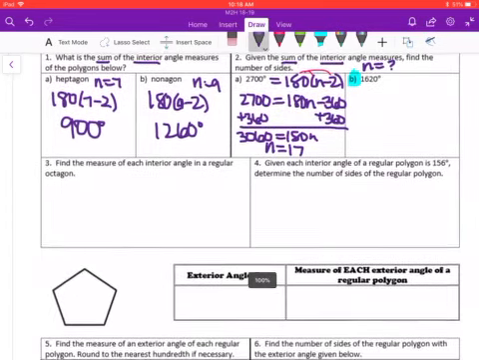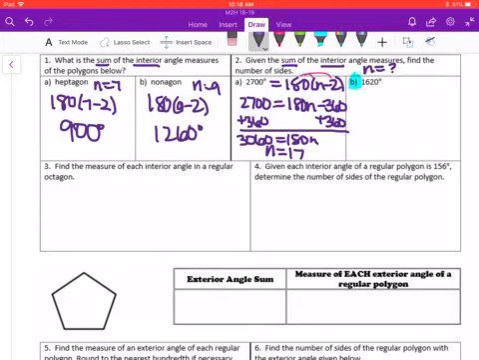Okay, now we're going to look at number 3. Find the measure of each interior angle of a regular octagon. Keywords here are each interior of an octagon. So that means if it's an octagon, our n is 8. Since we want each, we want 1.